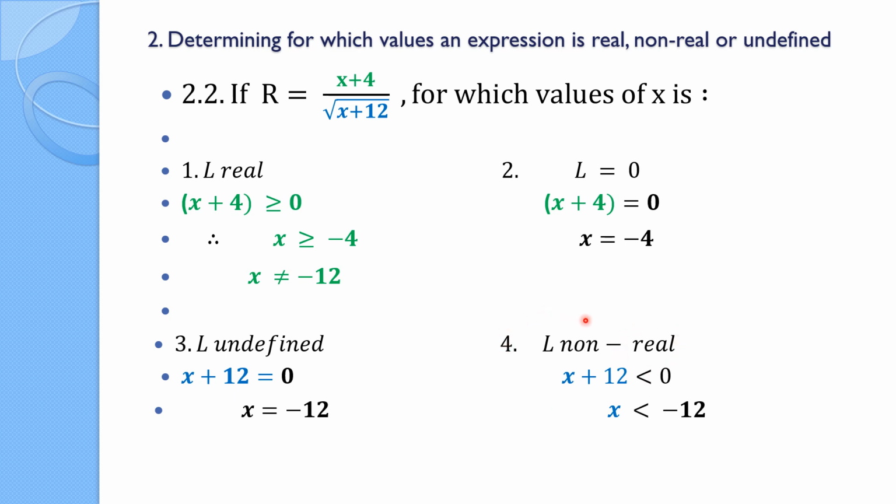The only time it becomes non-real is whenever we make the square root negative. So meaning less than 0. So x plus 12 less than 0. If I take 12 over, x less than negative 12. So this is how we would test to determine if an expression is real, non-real, or undefined. We could have also said x plus 12 greater than 0 and solved that. So x would then be greater than negative 12, for real. Okay, let's look at the next subtopic.